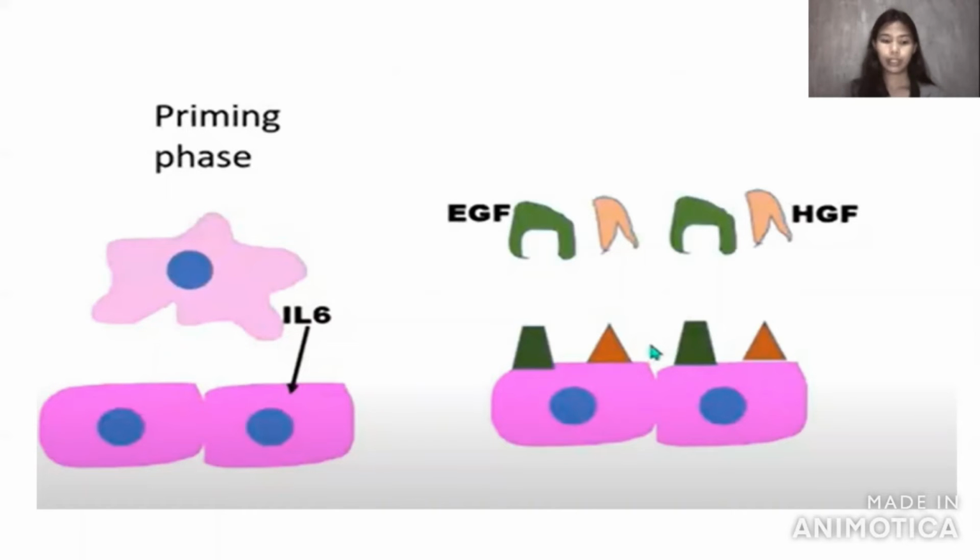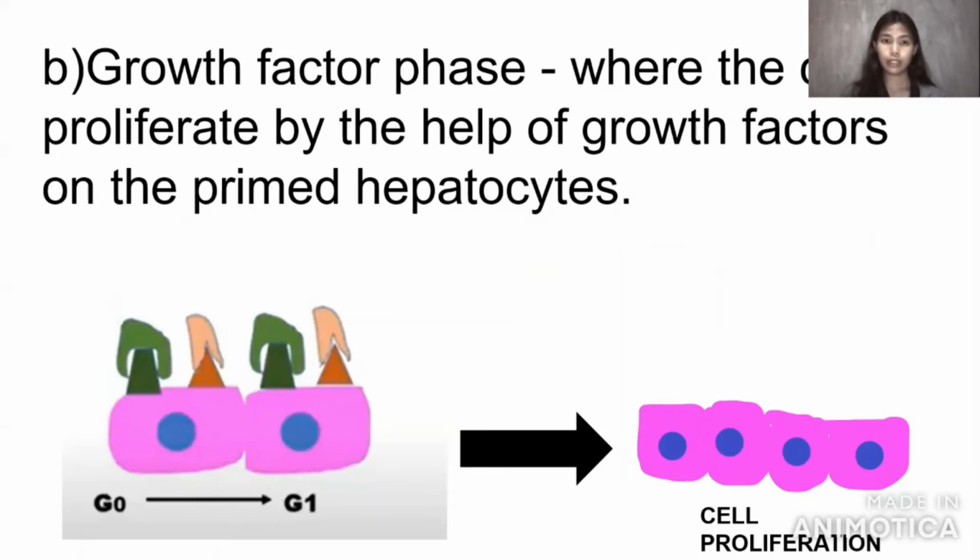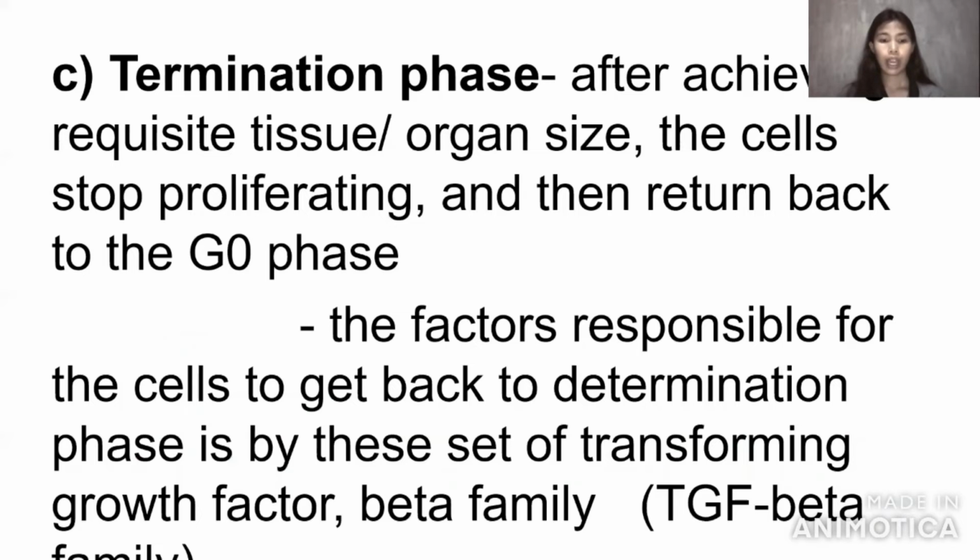Now, what happens next? The next phase is the growth phase. This is where the cells proliferate with the help of growth factors on the primed hepatocytes. Once the growth factors sit on the receptors, the cells get the signal, and then they move from the G0 phase to the G1 phase. After that, the cells will start to proliferate. After achieving the requisite tissue or organ size, the cells stop proliferating and return to the G0 phase, and that is called the termination phase.